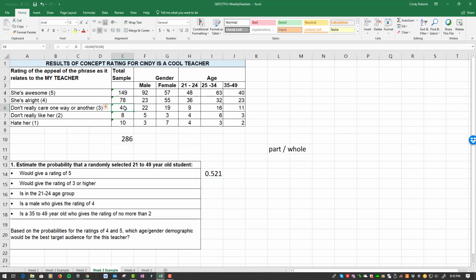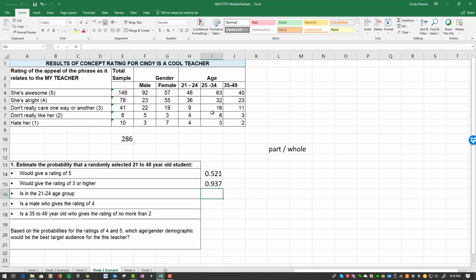All right, how about would give the rating of a 3 or higher? A 3 or higher would mean 3, 4, or 5, and it's still divided by the whole. So I could sum 3, 4, 5, and then once again divide by the whole. That's a big number right there. That's pretty good.